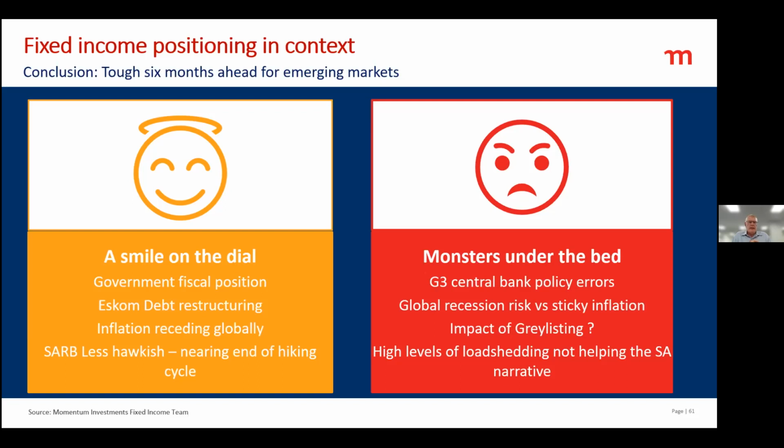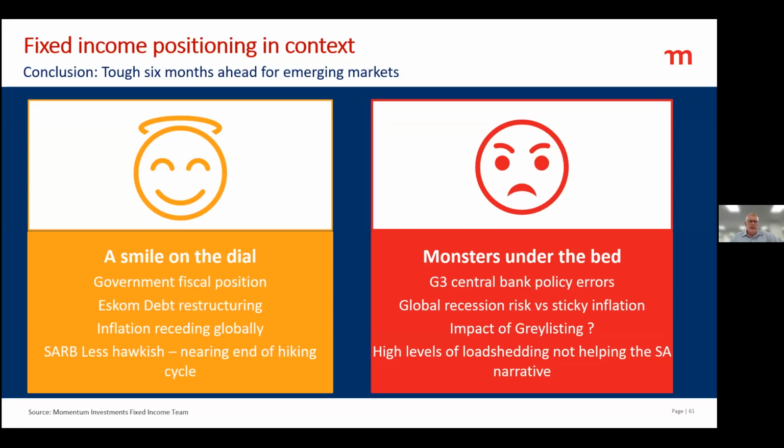And a SARB that turns less hawkish, because they're very hawkish at the moment and feel like they're only looking at one side of the equation, which is inflation. They really have to look at the other side of the equation, which is growth. I mean, there's no point in continuing to hike interest rates when you're just killing the job market, you're killing businesses, you're killing the consumer. There's no point to it.